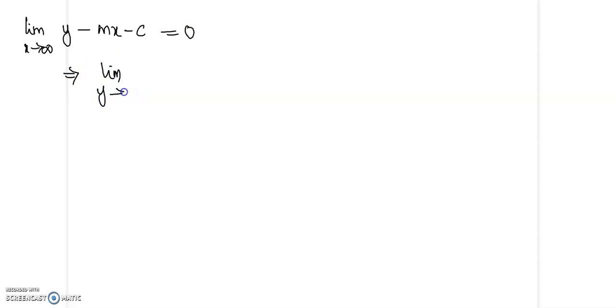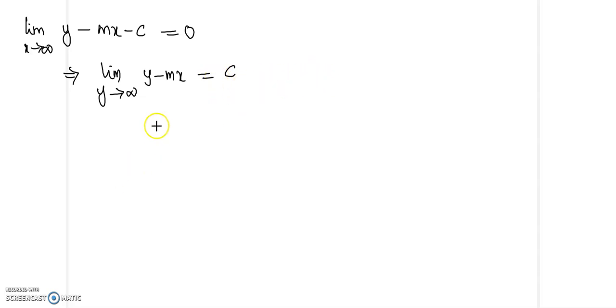So therefore, as x tends to infinity, y minus mx minus c must be equal to 0. That implies when you take the limit, y minus mx, and c is constant here, so this limit must be equal to c.